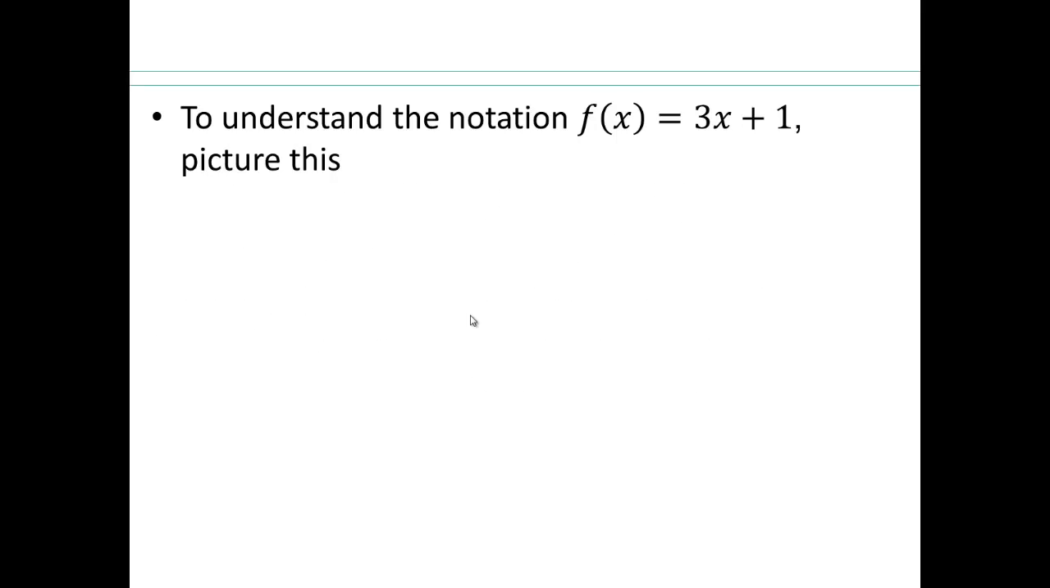So to understand how this notation works, let's talk about the function f of x equals 3x plus 1. You can think of it as a machine, where this is an empty spot. Whatever goes in here takes the spot right there, and then that will be your output. So for example, if the input is x, then the output would be 3x plus 1.